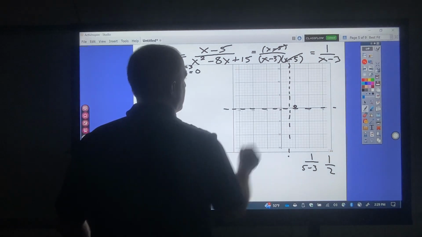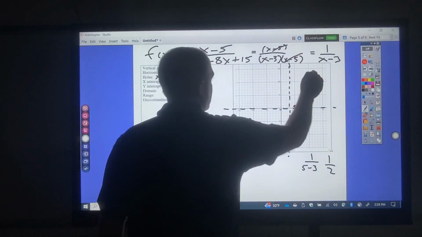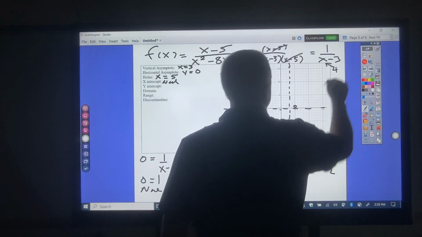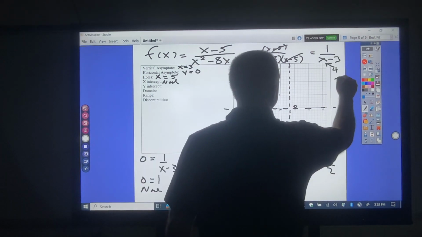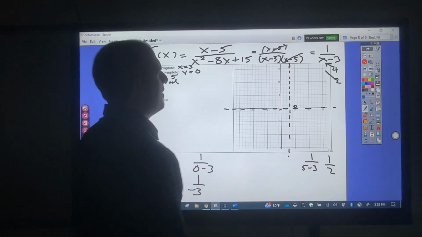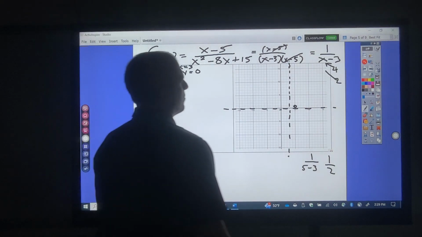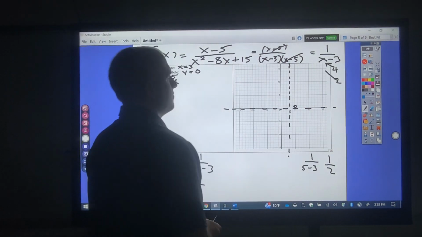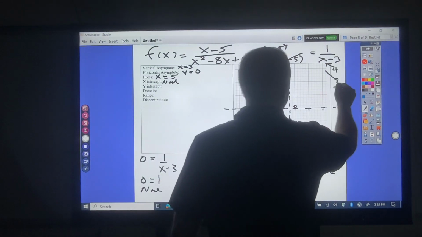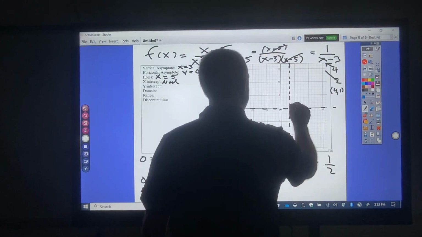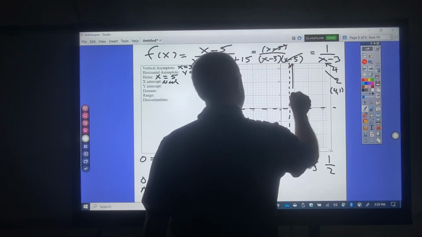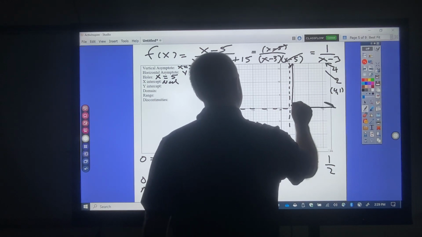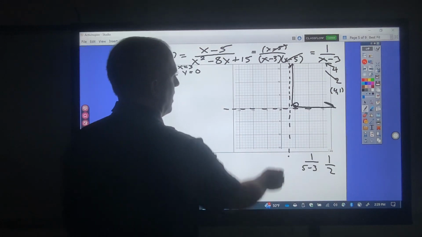Now what I could do is I could always put into this function, I could put 4, and then the other side of that would be 2. So if I put 4 in there, 4 minus 3 would be 1, 1 over 1. So I put in 4, I would get 4 over 1. So 4 over 1 up. So I know that that's going to be there to go through that hole. Okay. I know it's going to be down here.